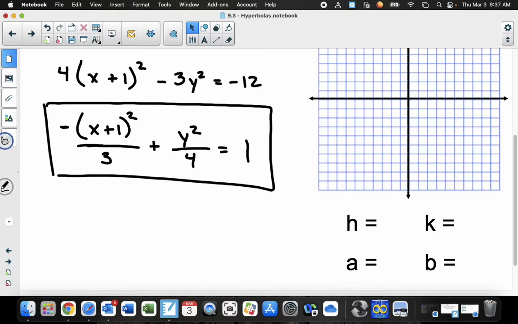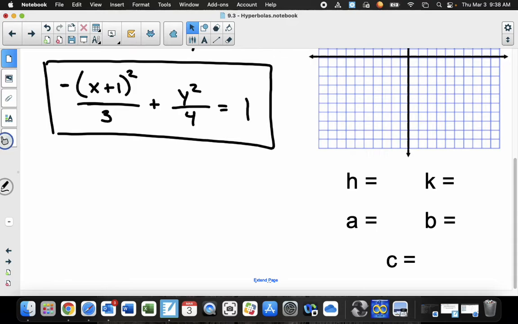What is it? It's not 1. Negative 1 and 0. So in this case, that's why it was okay that I didn't have to complete the square, because I didn't have to move the y coordinate. It's a y coordinate of 0. So your center point is at negative 1, 0. So we'll put that on the graph. There it is right there. Okay? Negative 1, 0. That is the center of my hyperbola.